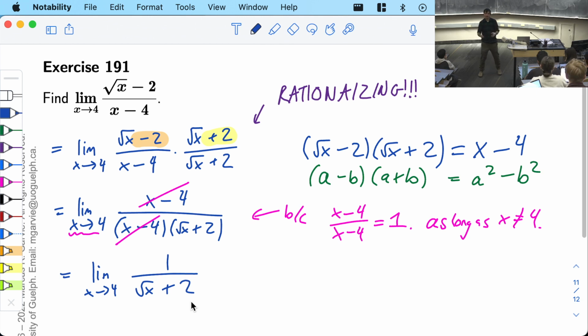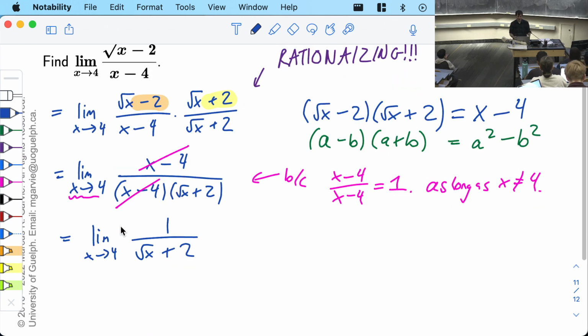Okay, so I've done the work. It started out as 0 over 0. Now it's 1 divided by something. It's definitely not a 0 over 0. Now I can apply the ordinary limit laws.